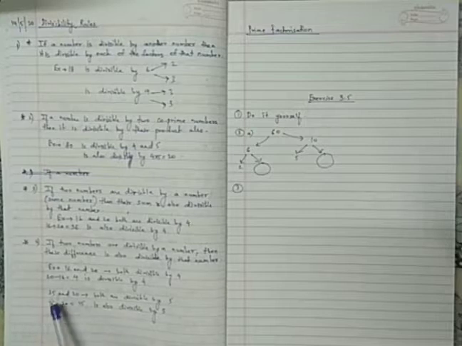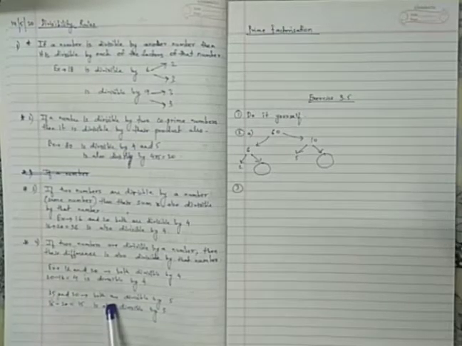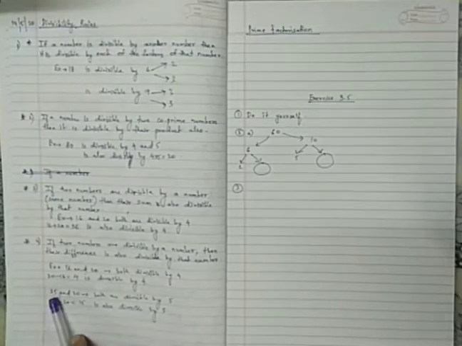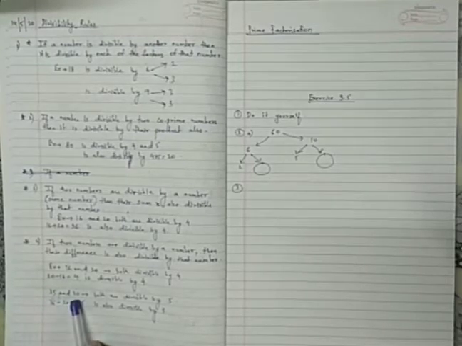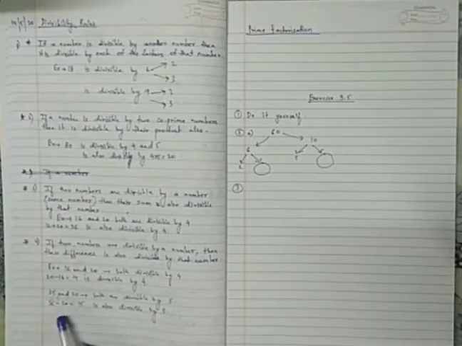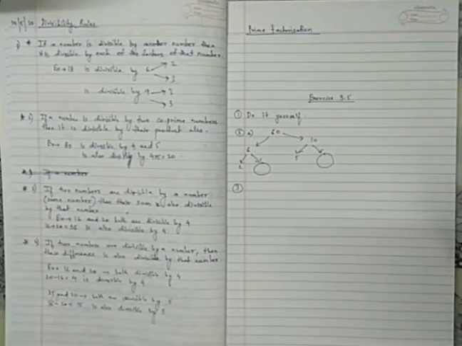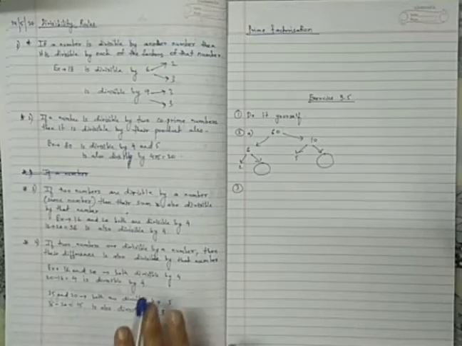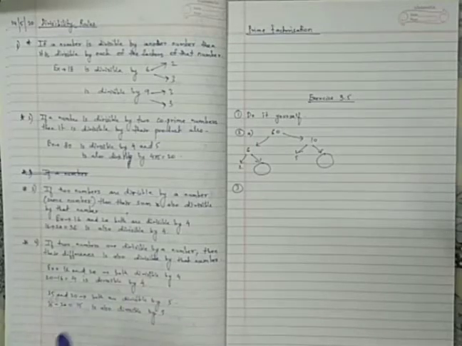Let us take another example. 35 and 20. Both are divisible by 5. 35 comes in the table of 5. 20 also comes in the table of 5. So both are divisible by 5. Now their difference is 15, which is also divisible by 5. So this is the fourth rule.